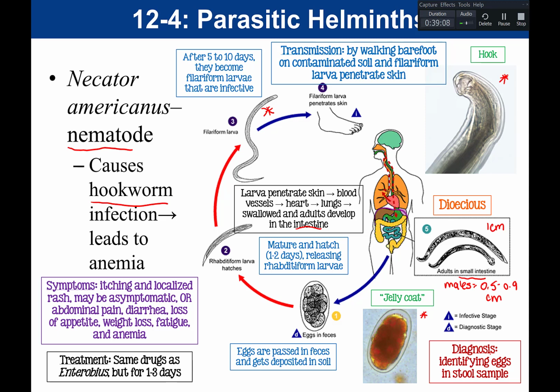The entire process from skin penetration to the adult development, so forming the adult in the intestines, takes about 5 to 9 weeks. So that's about how long it's going to take for them to develop into the adults. Females release about 9,000 to 10,000 eggs per day. So a lot, not as much as Ascaris, but still a very good amount of eggs.